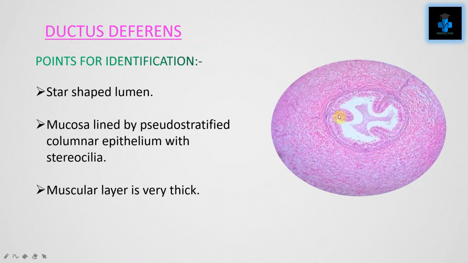Next is ductus deferens or vas deferens. In this also, a star-shaped lumen can be appreciated, and the mucosa is lined by pseudostratified columnar epithelium with stereocilia. The muscular layer is very thick.